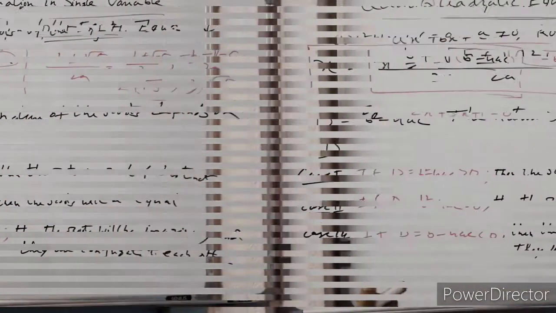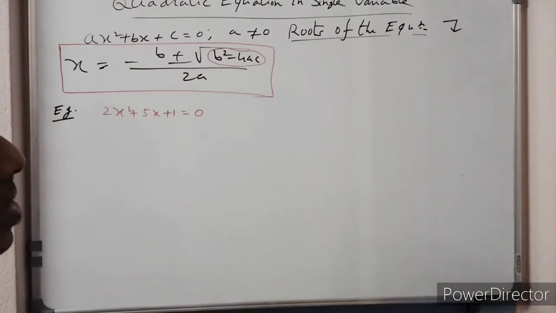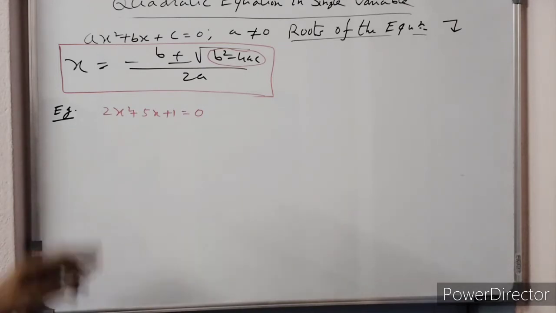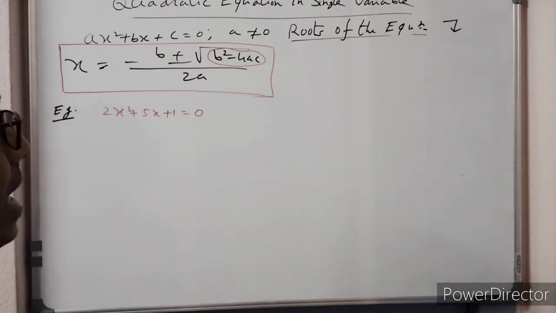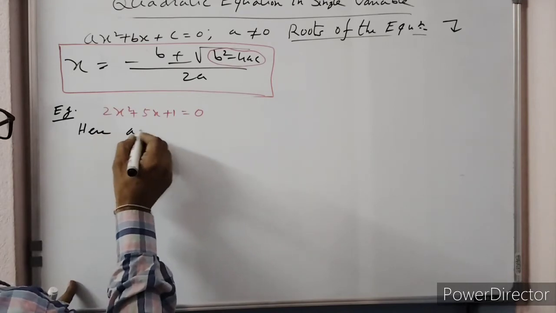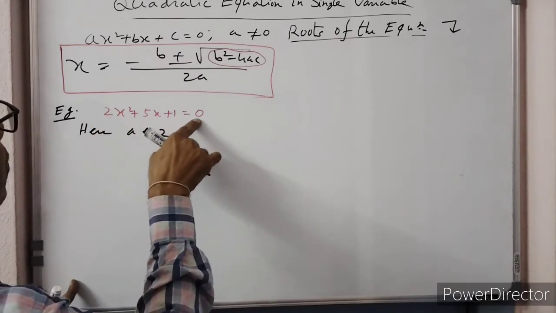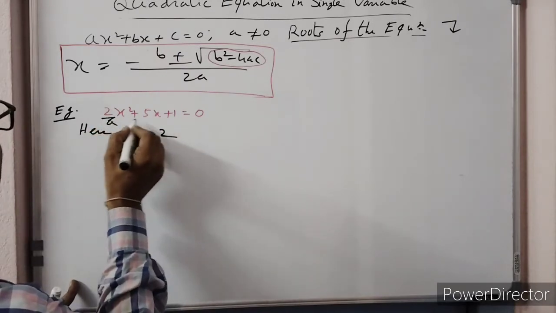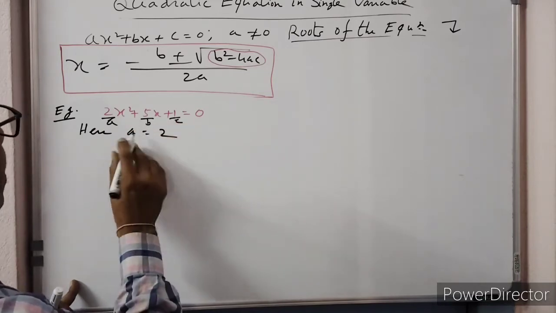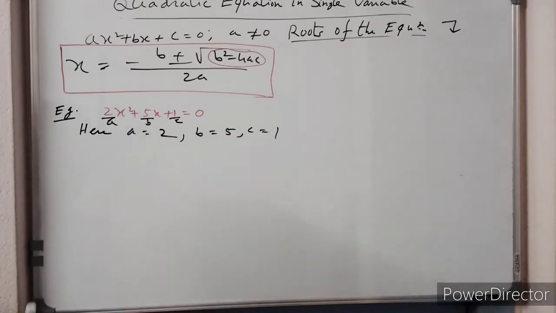Next, an easy example: 2x square plus 5x plus 1 equal to 0. This is a quadratic equation in a single variable. You have to find the roots of the quadratic equation or the nature of the roots. Now see here, you have to write in this way. Comparing with ax square plus bx plus c equal to 0, here a equal to 2, b equal to 5, and c equal to 1.